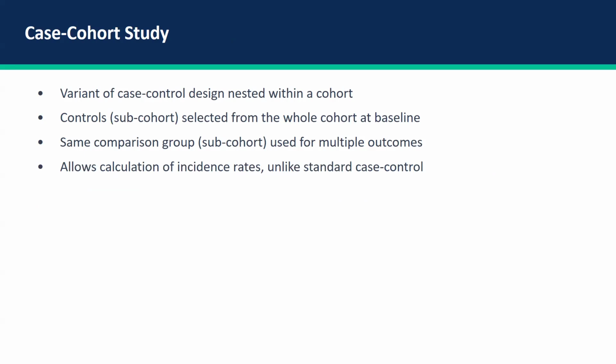Then a case cohort study. This is a variant of the case control design nested within a cohort, where controls are selected from the whole cohort at baseline. And the same comparison group is used for the multiple outcomes, and this allows calculation of the incidence rates as well, unlike the standard case control study where we cannot basically directly calculate the incidence rates.